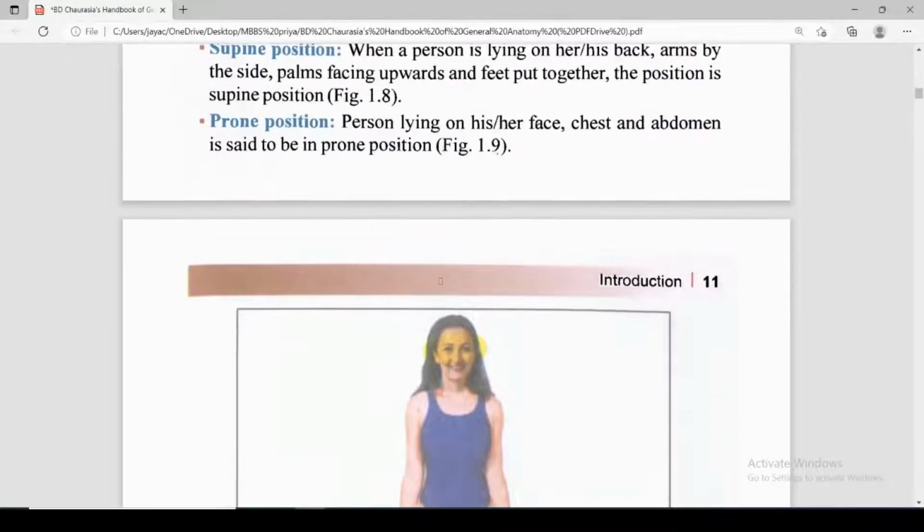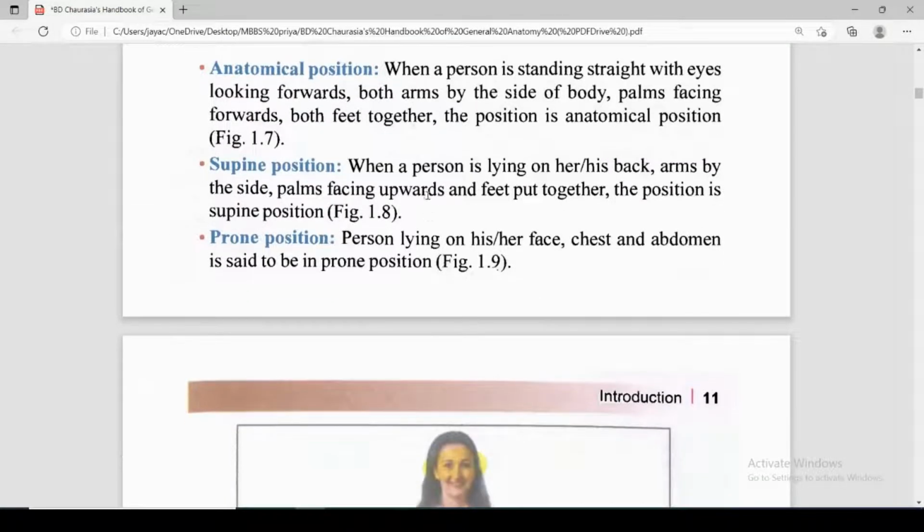And next is the supine position. Supine position is when a person is lying on her back, arms by the side, palms facing upward, and feet put together. The position is supine position.